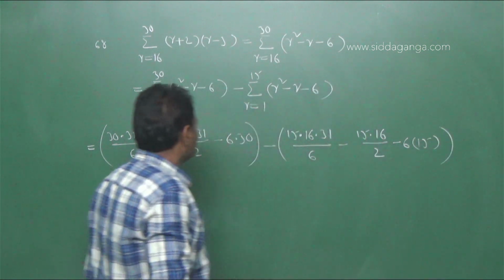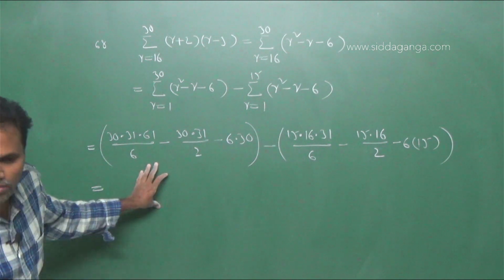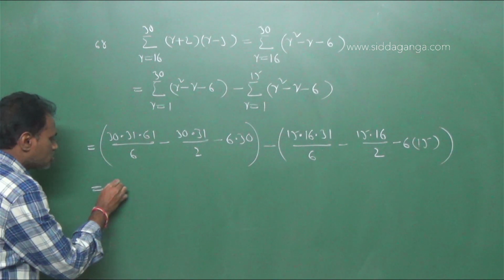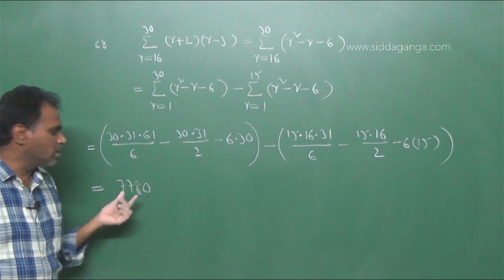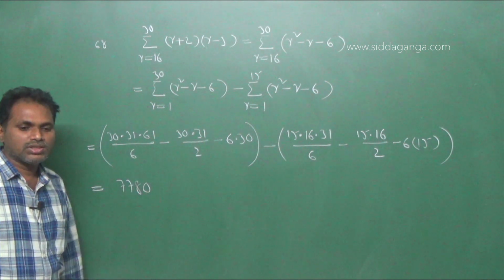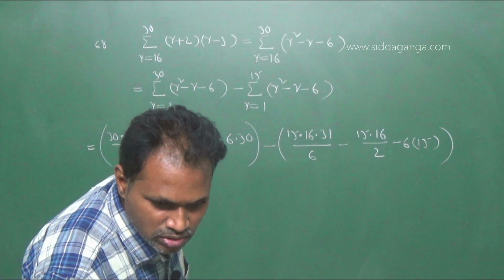Therefore, now you simplify it. After simplifying, this value will get 7,780. Therefore, option 2 is right. Next.